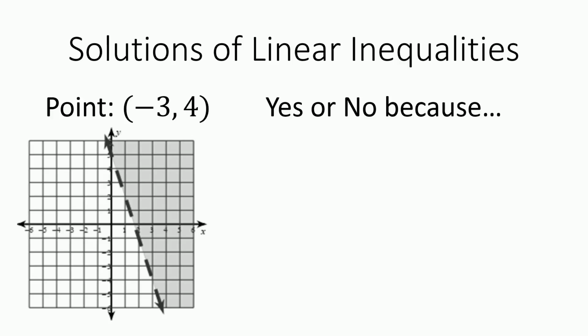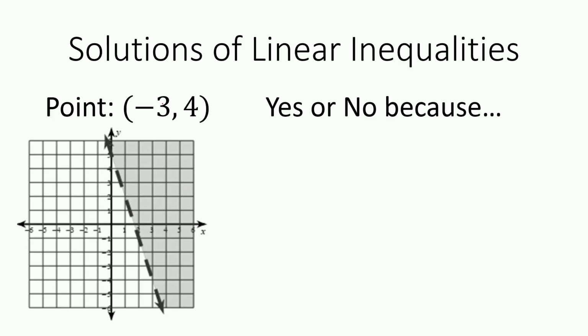If the inequality is an equal to, then it would have a solid line, and if there's a solid line, then we would count the line as solutions. So if a point was on the line, it would be considered a solution for a solid line, but not for a dashed line. And then of course any solution inside of the shaded area would be considered a solution.